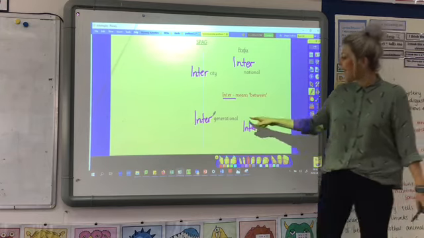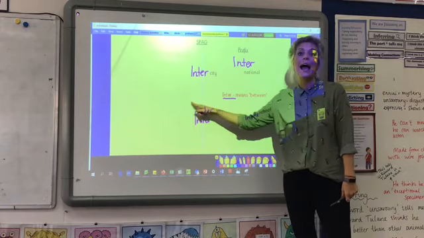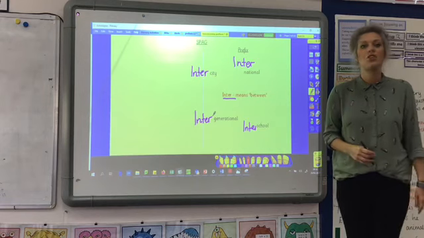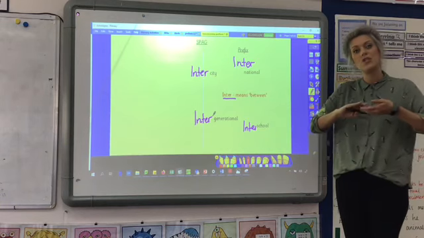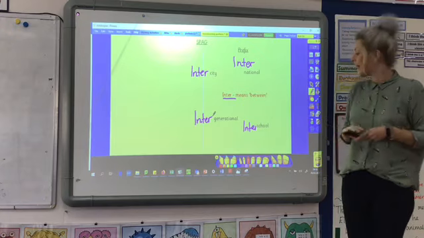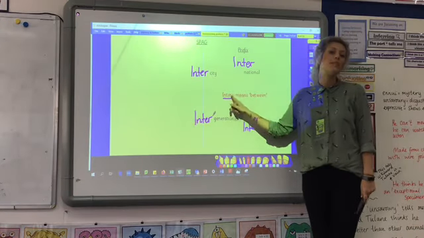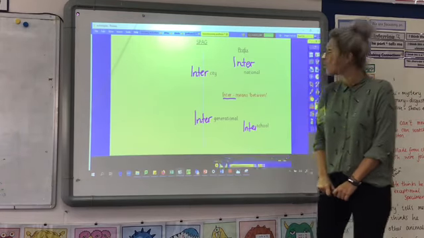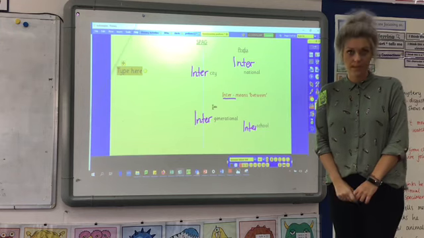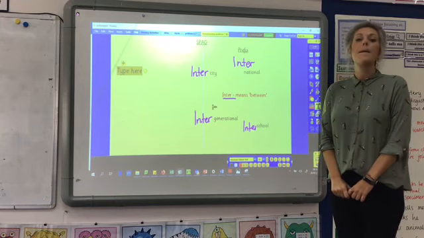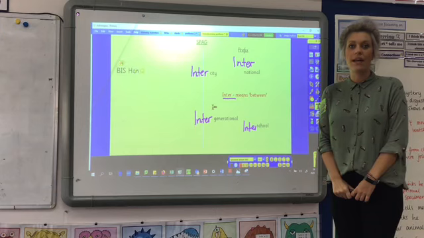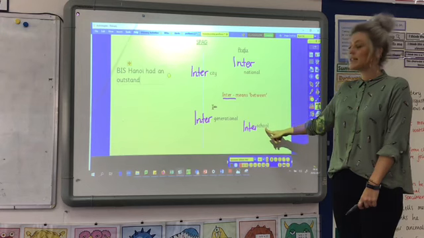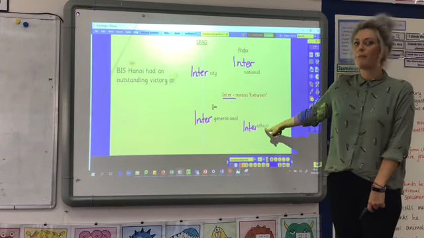So if you have an intergenerational household, that means a household that lots of different generations live in. There are relationships between the generations in the same household. But sport is a good way to help you think of this. Okay? So, my sentence for this one is BIS Hanoi had an outstanding victory at the inter-school badminton competition.